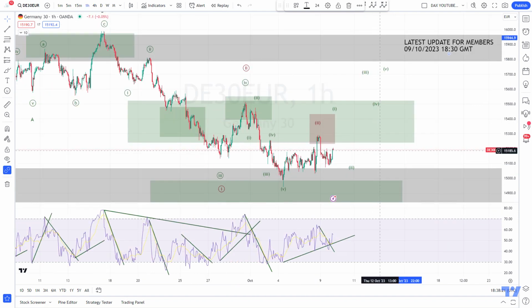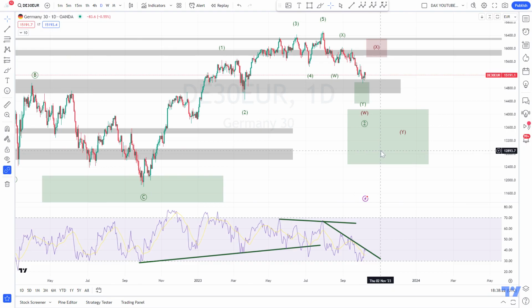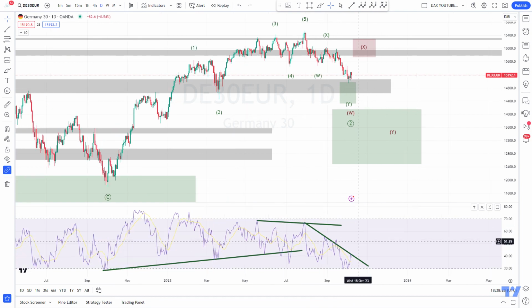And then in the daily, we are also trying to get out of this downward cycle right here. And if we hold in the 4 hour, then we should also break here in the daily. So these are good indications for the bullish case, or arguments that support the bullish case.